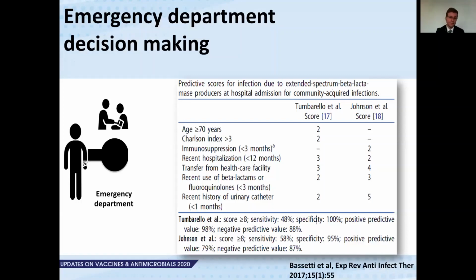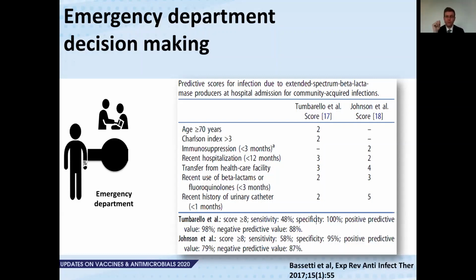And Prof. Johnson and Prof. Tumbarello have enumerated these using two different approaches and come up with reasonably good scoring systems, if you look at the positive and negative predictive value, to determine whether somebody is likely to have a moderately resistant organism, in this case an ESBL, at time 0. Now, what does that mean? That means that you can then derive a two-tiered empiric prescribing policy for your organization. And indeed, that's what we've done.